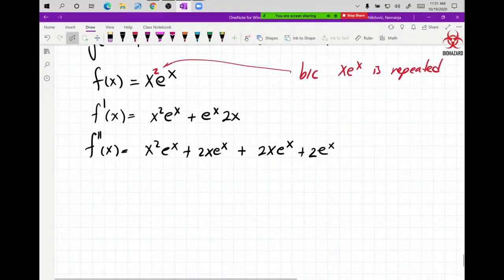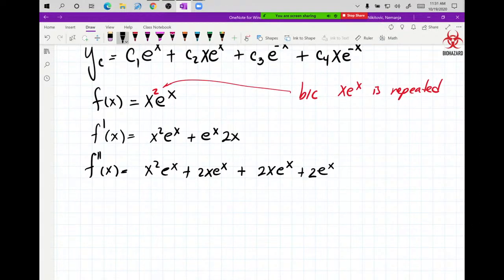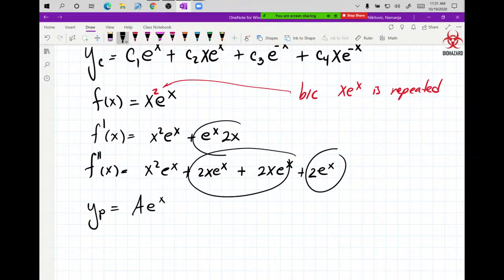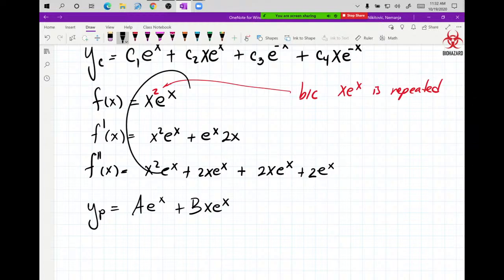When you put all of these together into your yp, what do you have? You have a vanilla e. You can call it a e to the x. You have the single degree x, so that's going to be plus bx e to the x. And then you have your x squared thing, plus cx squared e to the x.